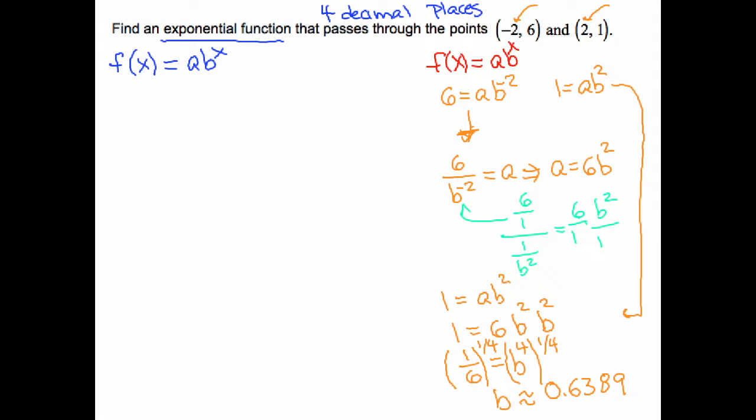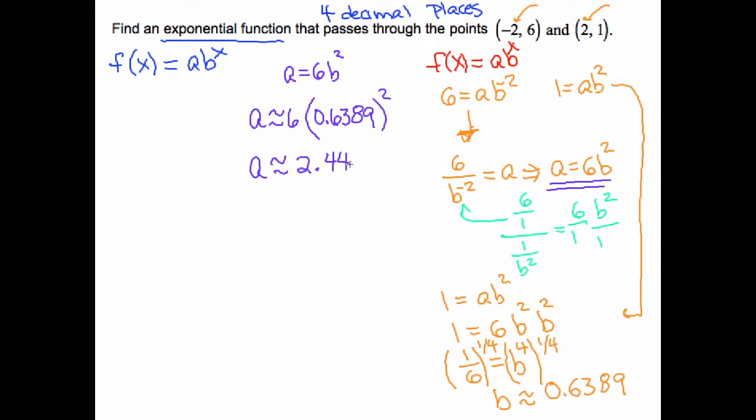Now, the next thing I want to do is solve for a. And I'll come back to where we had solved for a earlier. And I know a is equal to 6b squared. So because we're approximating for b, we'll approximate for a. A would be 6 times our value of b, which is 0.6389, squared. And so a is going to be approximately 2.4492.